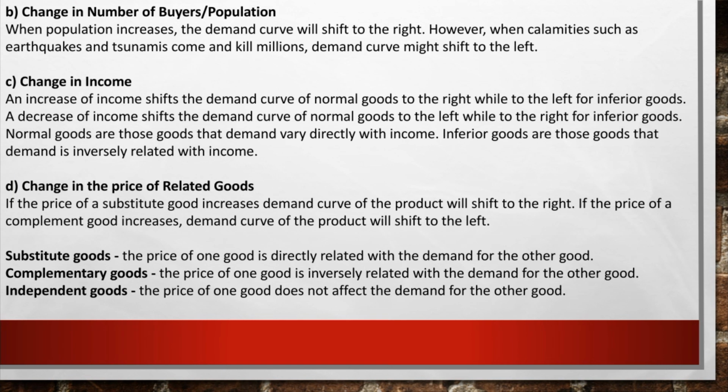B. Change in the number of buyers, or population. When population increases, the demand curve will shift to the right. However, when calamities such as earthquakes and tsunamis come and kill millions, the demand curve might shift to the left.